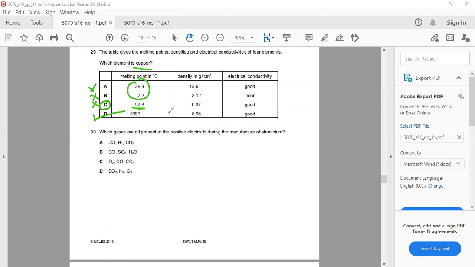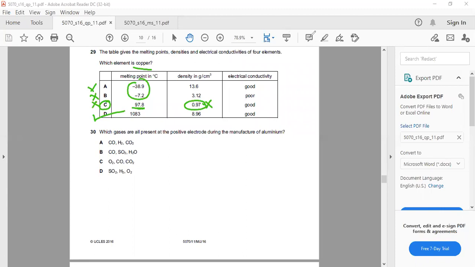Okay. And density also: copper is more than water. Density of water is 1. So it's also wrong because the density of copper is more than the density of water. So it sinks in water.